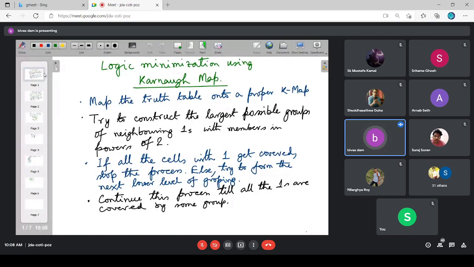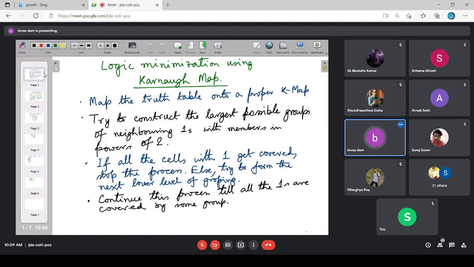Try to construct the largest possible groups of neighboring ones with members in powers of 2. That means in that group, the number of members should be a power of 2. That power of 2 is very important. I cannot have a neighboring group consisting of 3 cells or 5 cells or 6 cells. What I can have is 1 cell, 2 cells, 4 cells, 8 cells, 16 cells, 32 cells, 64 cells, this way. So the number of members in the neighboring group should always be powers of 2.